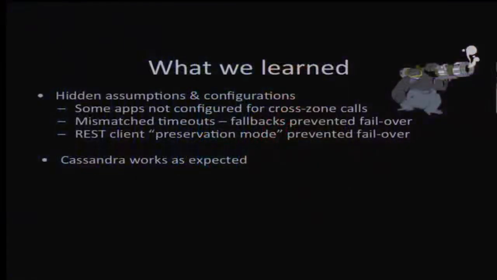Our REST client also had a preservation mode that said, if more than 20% of your cluster just goes away, we're going to assume there's some bug in your code where you're doing something wrong. And so we did not release knowledge of instances that had actually been removed. So we sent traffic to instances that weren't there. The good news is Cassandra worked as expected. The hinted handoffs were accumulated on the nodes in the surviving availability zones, and when we turned everything back on, they replicated back, and it worked quite well.